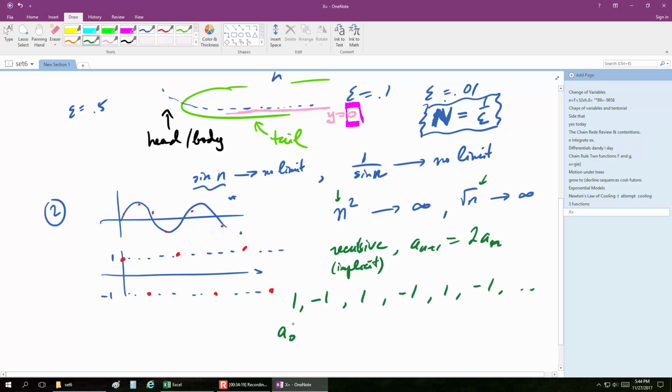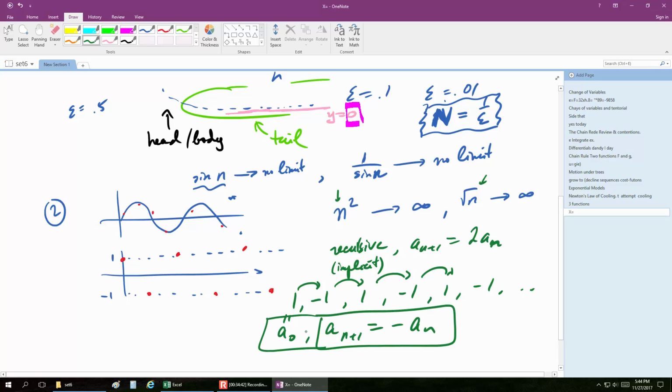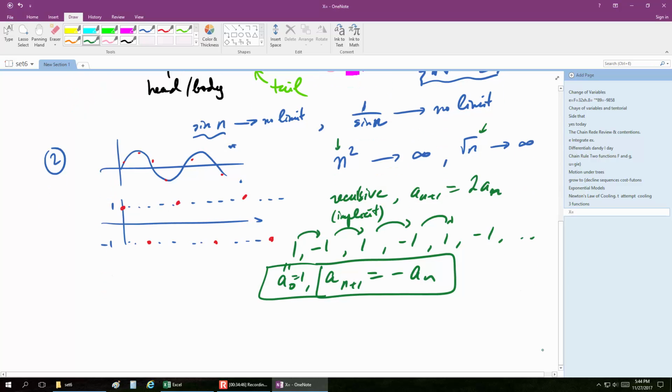So a naught is equal to 1. How do I get, what's the difference? Just negate it. Negate, in other words, a n plus 1. How do I negate algebraically? Multiply by -1. Multiply by -1, that's right. So this is actually the formula including the initial value of 1. This is the recursive formula. I just simply multiply the term by -1, and every time it will oscillate between -1 and 1.